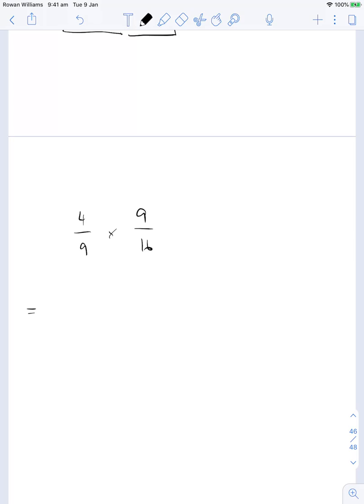So the idea is that when we multiply fractions, we multiply across the top and we multiply across the bottom. So you would have 4 times 9. We could rewrite this part up here as 4 times 9, 9 times 16, right? And then I could solve that by going 4 times 9 equals 36, and 9 times 16 equals 144. Oops, that's not the right number.